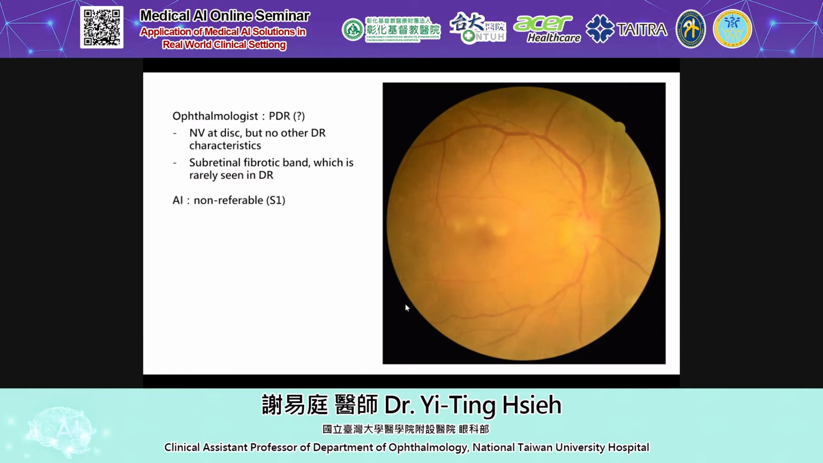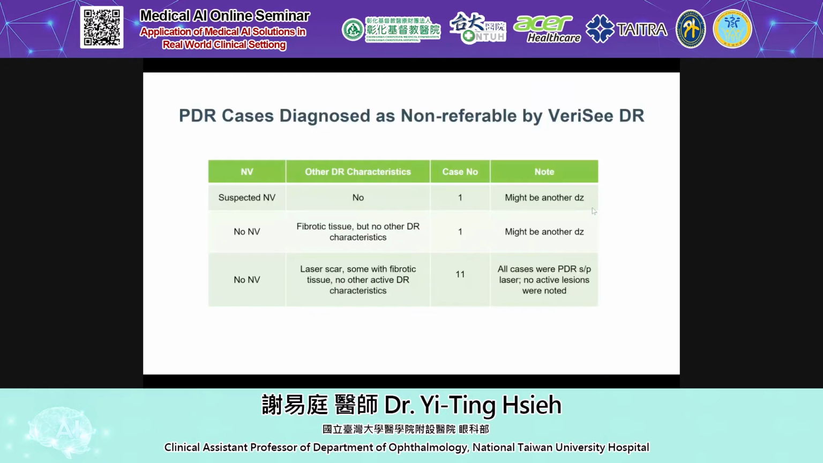We can see some subretinal fibrotic band here. Actually, this is not really seen in DR. And besides this NV and subretinal fibrotic band, actually there is no active hemorrhage, not even obvious microaneurysm. So this is a diseased eye, but is it really a PDR? Actually, I'm not quite sure.